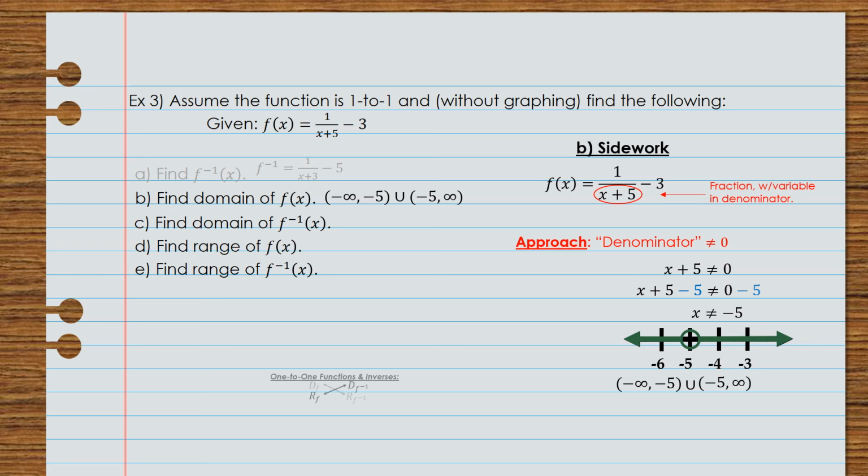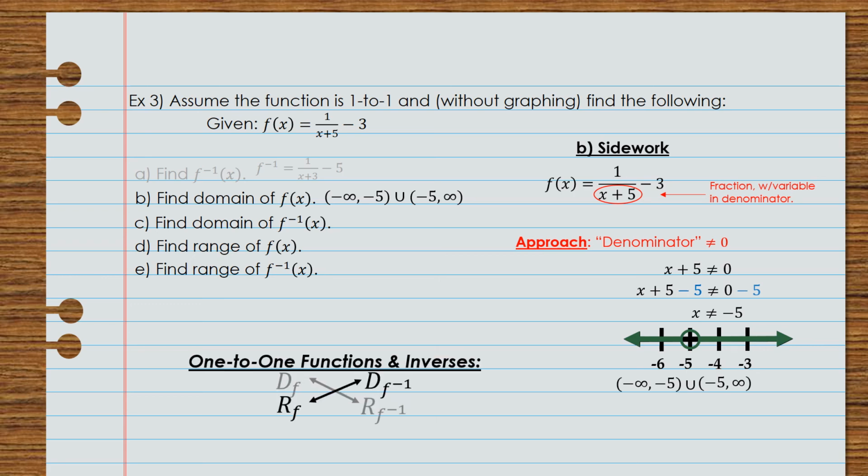Now we just learned that the domain of the original function is the same thing as the range of the inverse because we switched the x and the y. So if we have the answer to part B, which is find domain of f of x, that means we actually already know the range of the inverse, which is also going to be negative infinity to negative 5 union negative 5 to infinity.